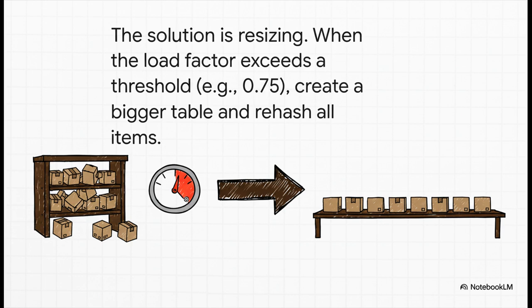And what about fixing crowding? Well, the solution is just beautiful in its simplicity. You resize. You pick a limit for your load factor. A common one is 75%. The second you go over that limit, you just create a brand new table, usually twice as big, and you move every single item over. It's literally like realizing your shelf is full and just going out and buying a bigger one. It keeps everything nicely spread out and makes sure your lookup stays super fast.